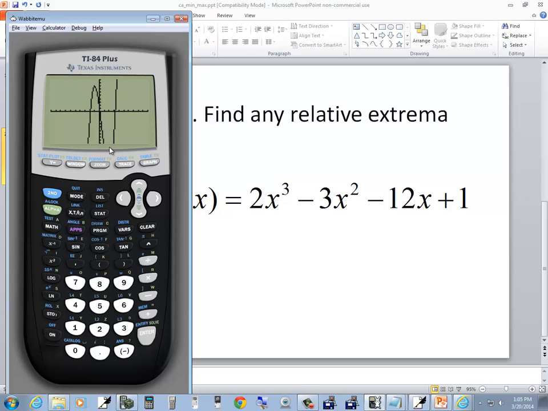And the relative min, this one down here where my cursor is, I'm guessing where it's at, is a low point relative to what's around it. It's not the lowest point, but it's just a low point relative to what's immediately around it. So I can see I have a max here. So let's find that first.